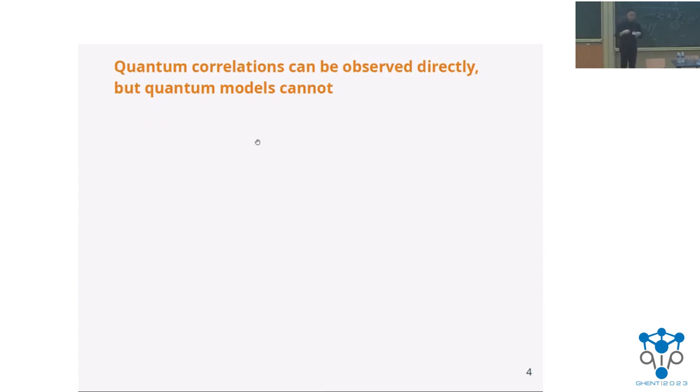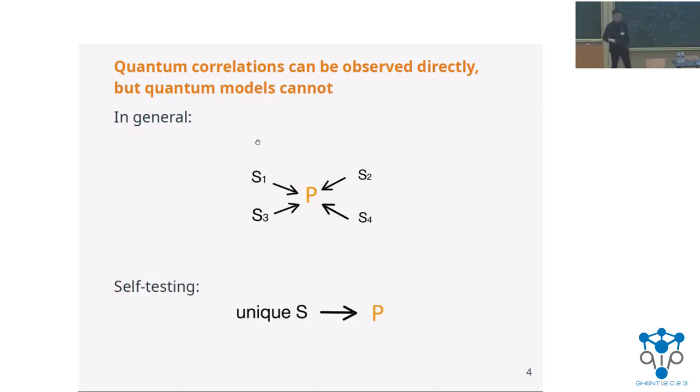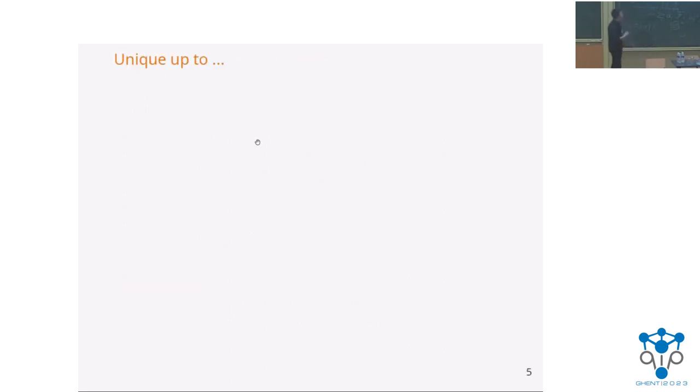You can directly observe quantum correlations from Alice and Bob's actions by just repeating this measurement process. But you cannot observe the underlying quantum models. In fact, typically, there are many different quantum models that can achieve the same quantum correlation. It is a remarkable fact that some correlations have a unique underlying quantum model. Such a correlation is called a self-test. Of course, when someone says something is unique, you should be skeptical. Maybe they mean unique up to something, right?